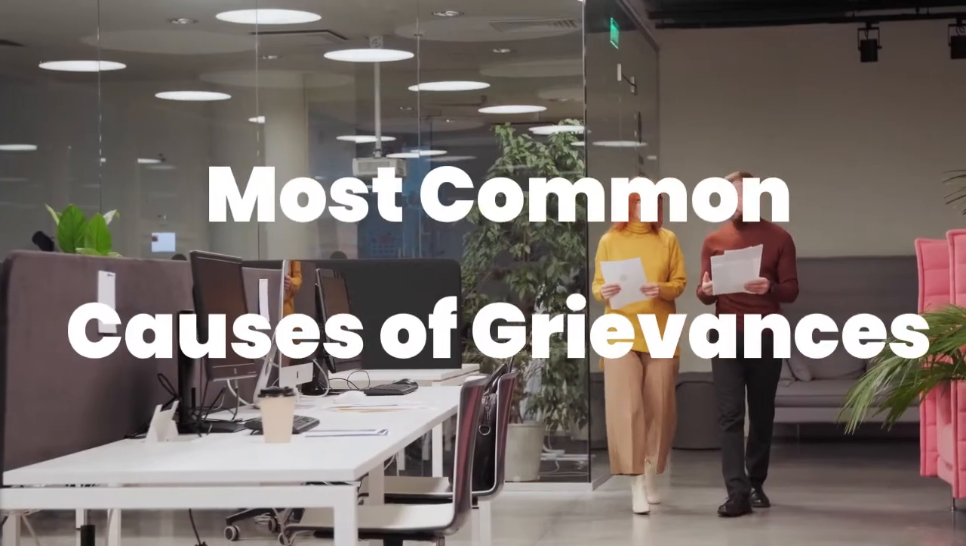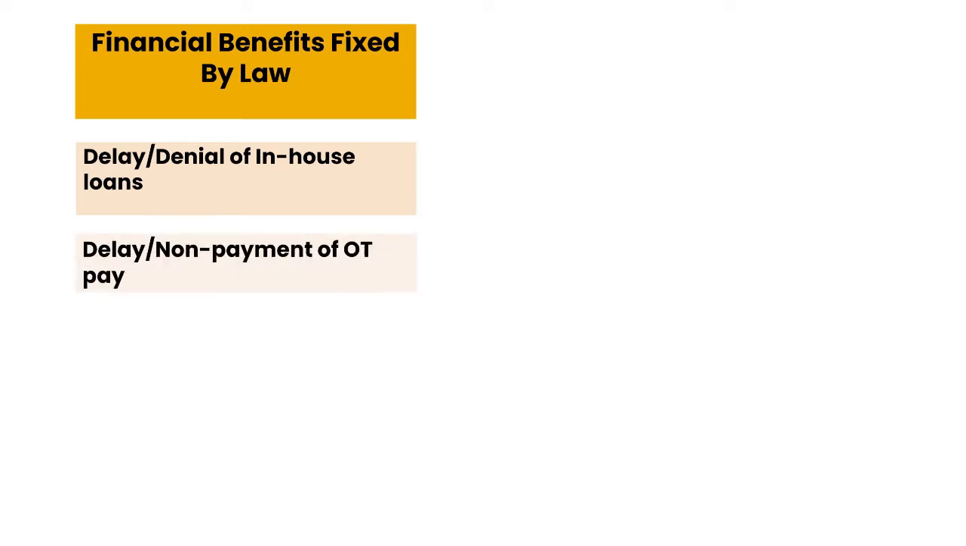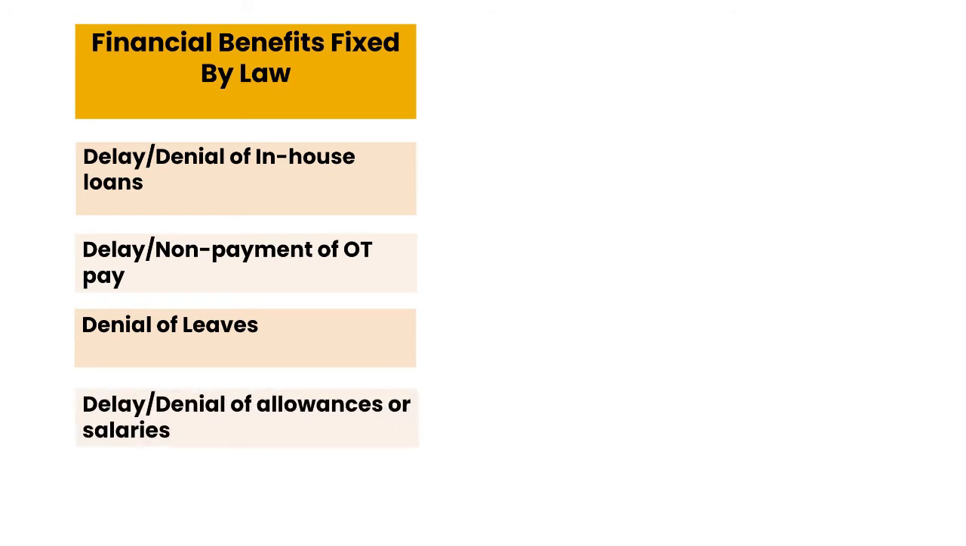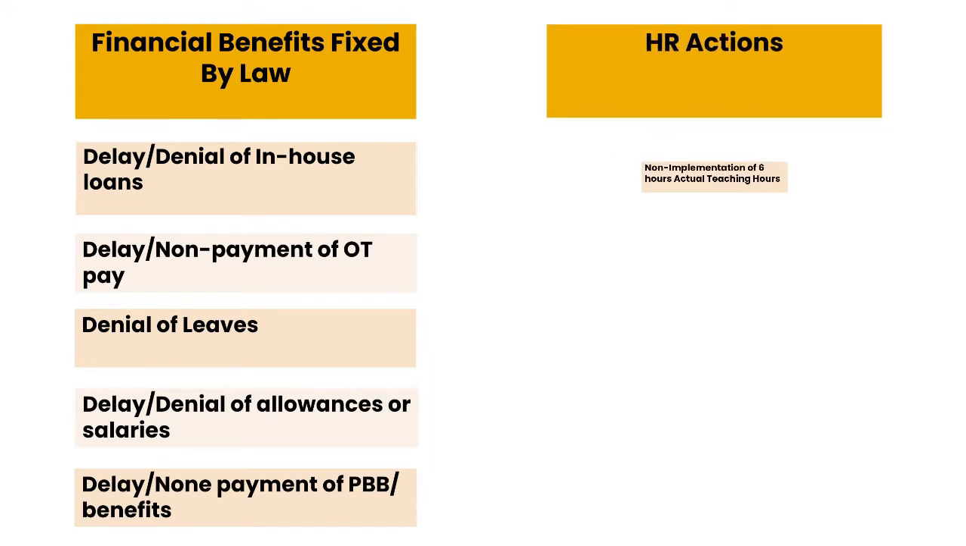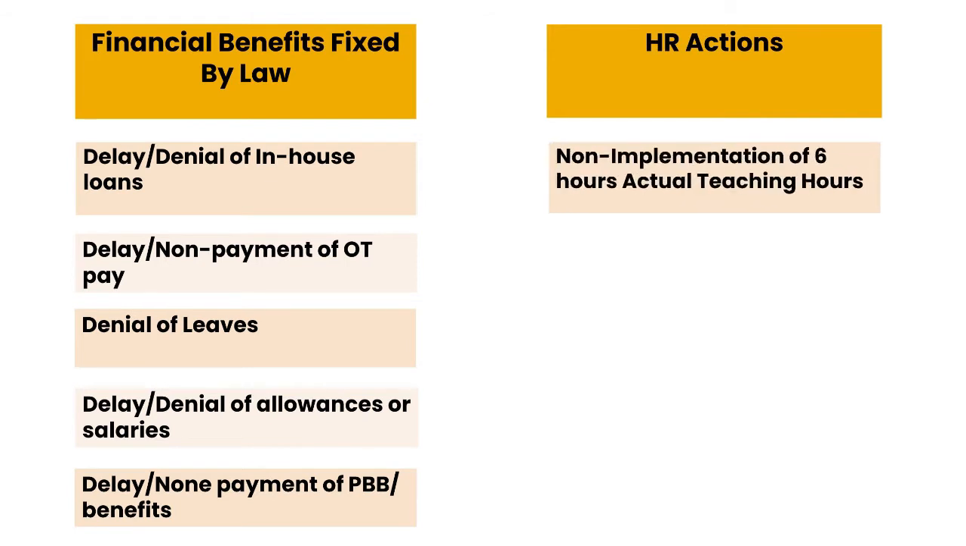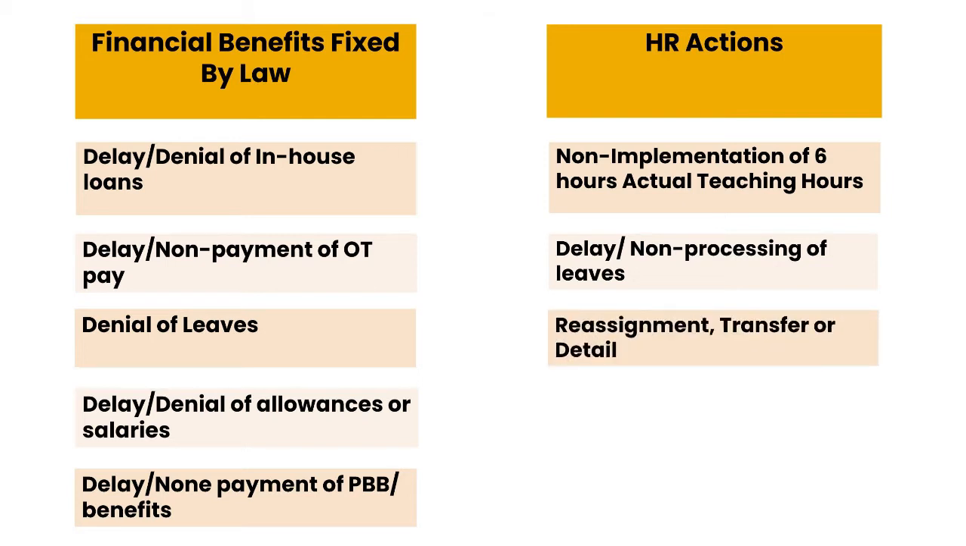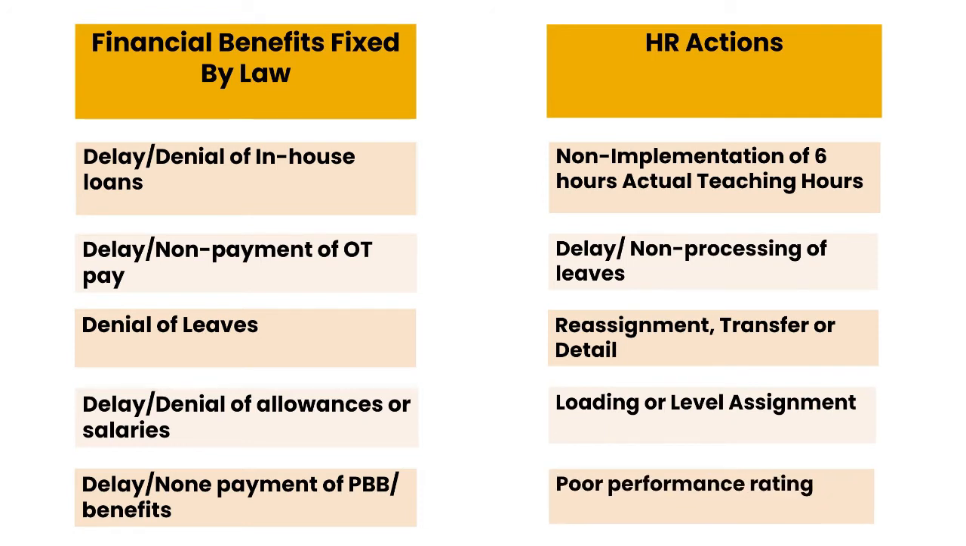Most common causes of grievances are the following. In financial benefits fixed by law, it can be delay or denial of in-house loans, delay or non-payment of overtime pay, denial of leaves, delay or denial of allowances or salaries, delay or non-payment of PBB or other benefits. In HR actions, it can be non-implementation of 6 hours actual teaching hours, delay or non-processing of leaves, reassignment, transfer or detail, loading or level assignment, and poor performance rating.